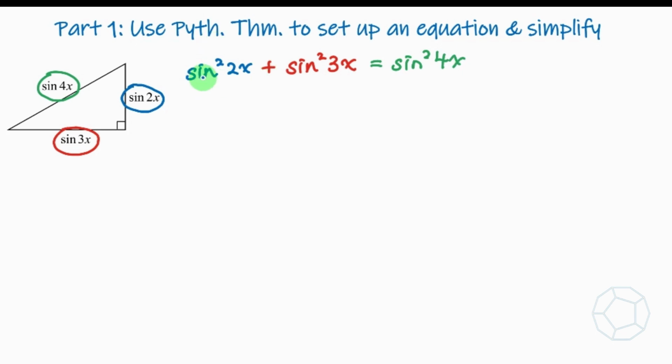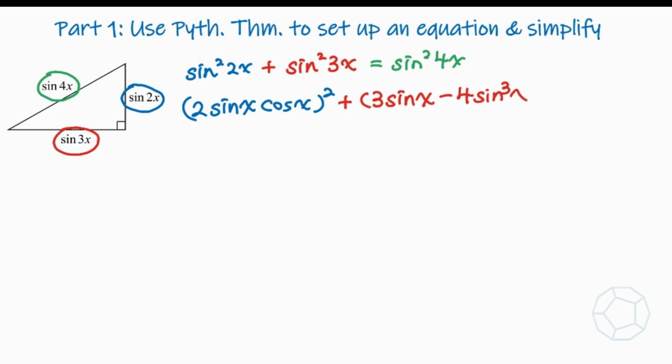For the term sine 2x, we apply the double angle formula, which is 2 sine x times cosine x. And for sine 3x, we apply the triple angle formula, which is 3 sine x minus 4 sine cubed x. Finally, for sine 4x, we have 2 sine 2x cosine 2x, whole squared.